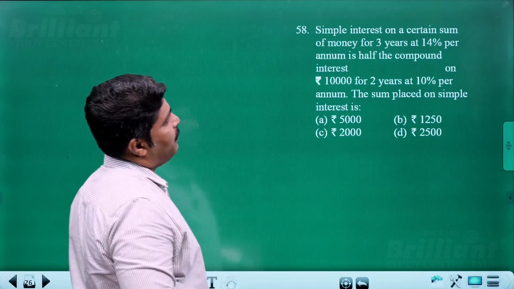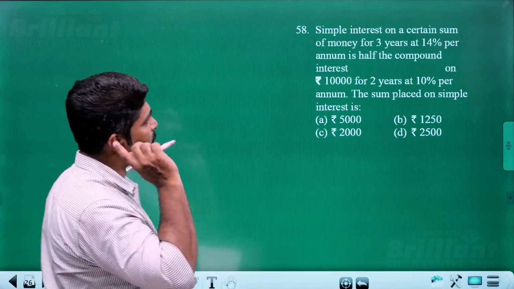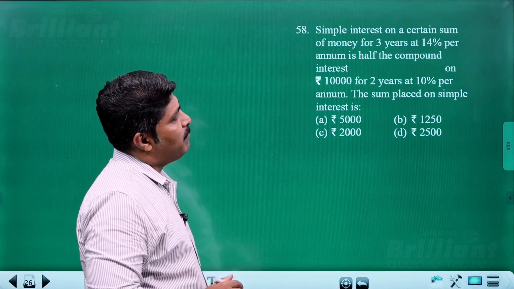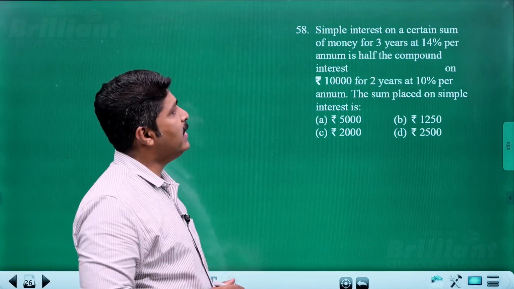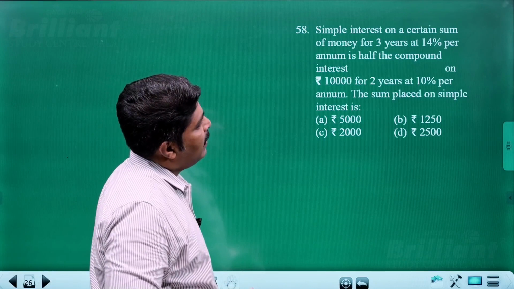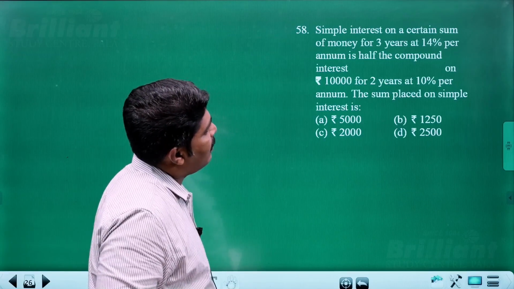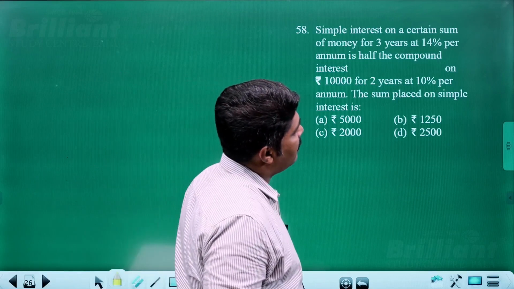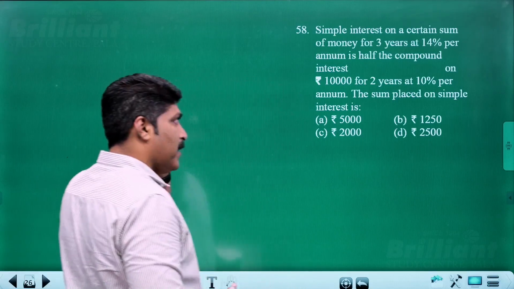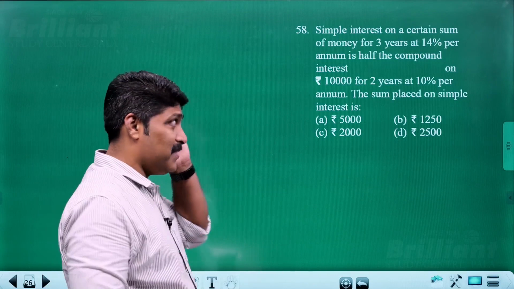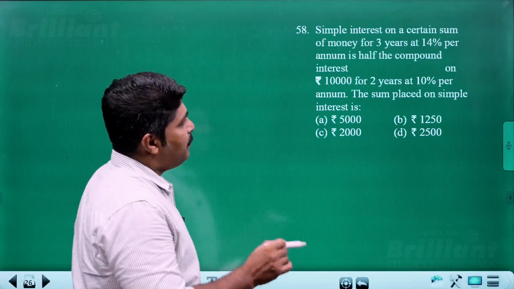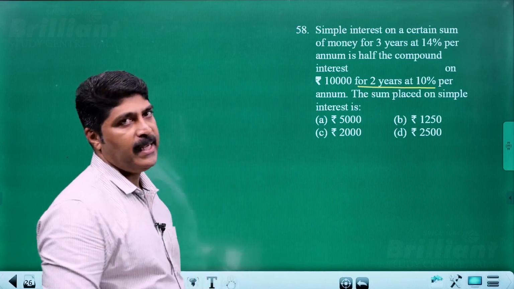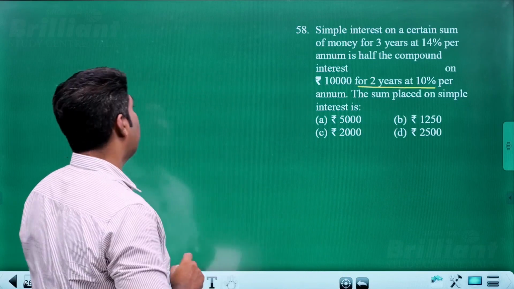There's another question from simple interest and compound interest here. Simple interest on a certain sum of money for 3 years at 14% per annum is half the compound interest on 10,000 for 2 years at 10% per annum. The sum placed on simple interest is. So first of all, you have to find out this part. So what is the net rate of compound interest?